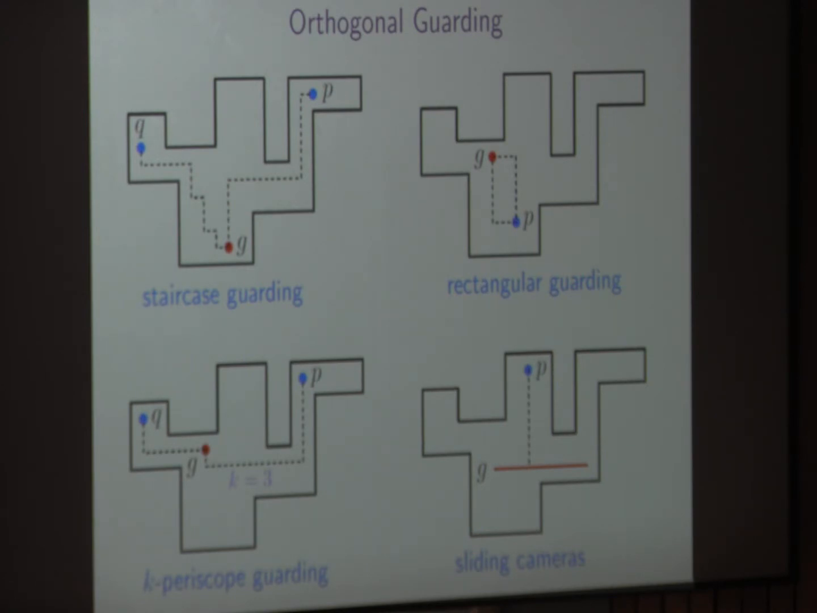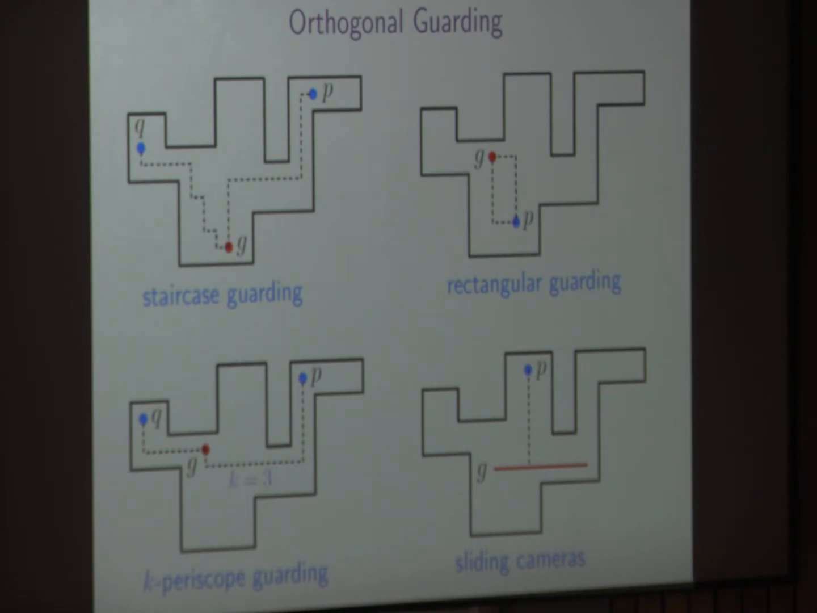Here I've listed 4 of them. On the top left, there is staircase guarding, where a guard G can see a point if you can connect them using a staircase path, which is a monotone path going like a staircase. Then on the other side, there is rectangular guarding, where G can see a point P if the rectangle whose diagonal is GP lies entirely inside the polygon. If you have such a rectangle, then G will see P.